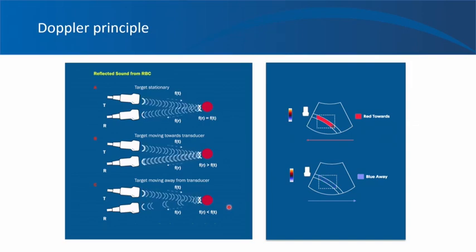And when the RBC is moving away from the transducer, the reflected frequency is lower than that of the transmitted frequency. And this is represented in blue colors or shades of blue on the monitor when you are in the color Doppler mode. And the difference between transmitted and reflected frequencies is called the Doppler shift.